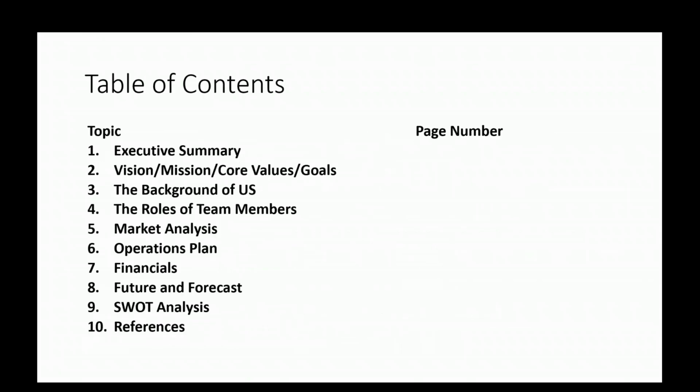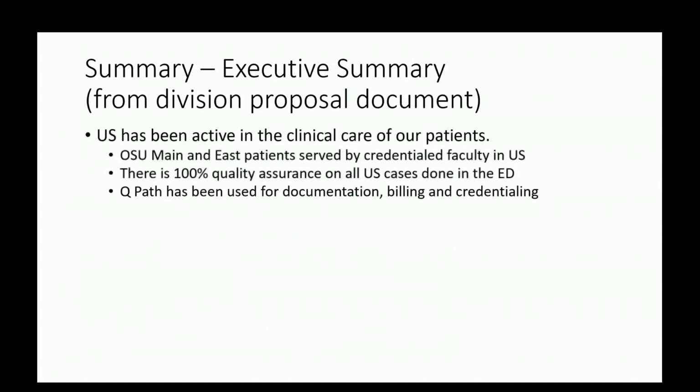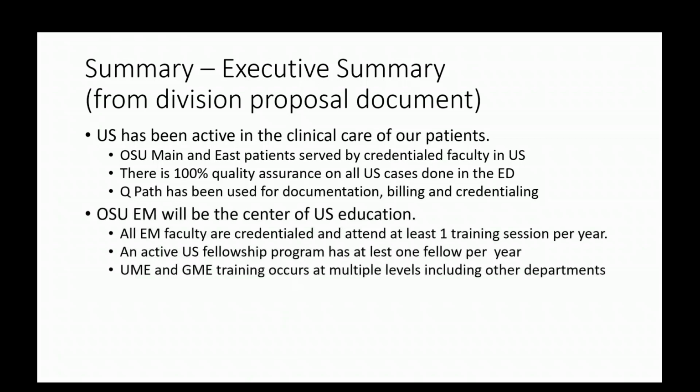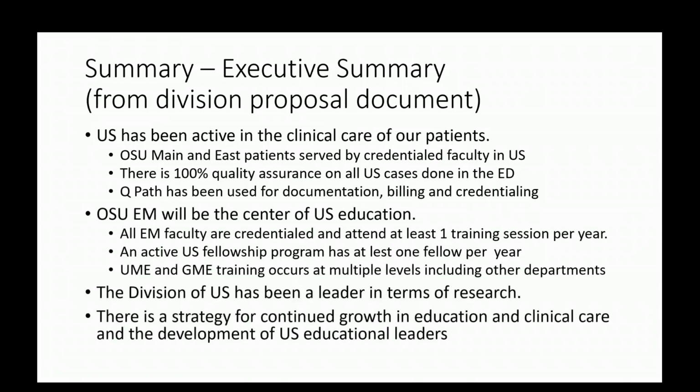This is what your table of contents would look like given the categories we already mentioned. You'd have a page number on the right, and there's your topic areas. The executive summary usually is several paragraphs. I'm just showing you some bullet points of what ours looks like.